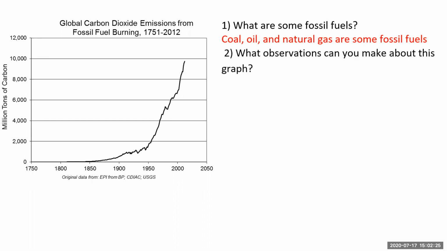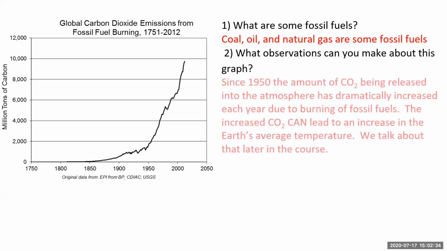What observations can you make about this graph? What can you see from this graph? You realize that the amount of carbon dioxide keeps increasing, right? So since 1950, the amount of CO2 being released into the atmosphere has dramatically increased each year. Due to burning of fossil fuels, the increased CO2 can lead to an increase in Earth's average temperature, right? So we will talk about that later in the course.